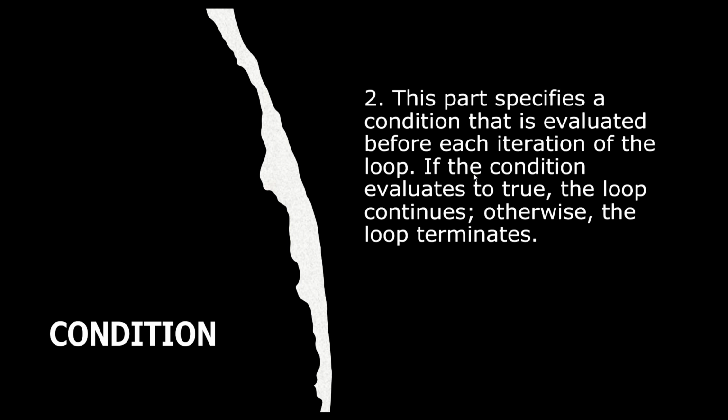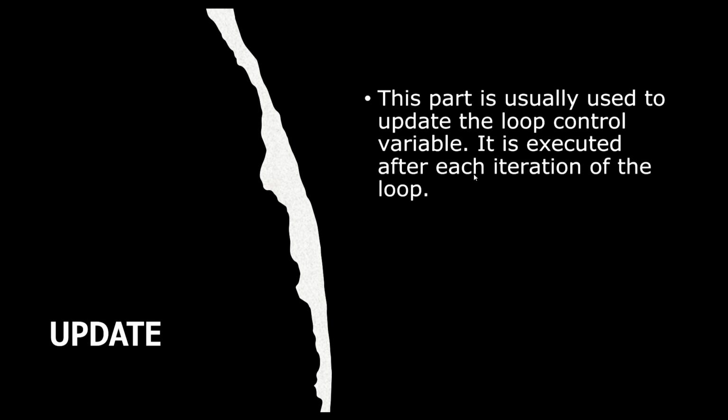So now on to our second step, we have our condition step. This part specifies a condition that is evaluated before each iteration of the loop. If the condition evaluates to be true, the loop continues. Otherwise, the loop terminates. So in this case, we can be talking about dealing with a number of guests, and we can say if i is less than the number of guests, and that's the condition phase.